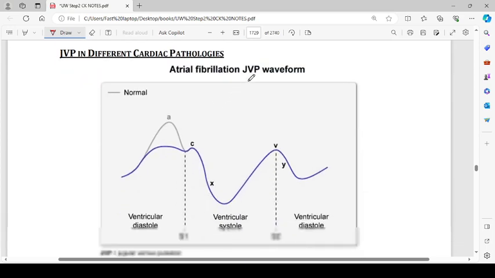So in atrial fibrillation, the A wave is not present, because the A wave was there because of the atrial contraction. If we are not expecting atrial contraction, we have a flat A wave, and the jugular venous pressure, instead of looking like this, looks like this. So in ventricular diastole, there is no A wave, but the rest, C, X, V, and Y waves, are normal.